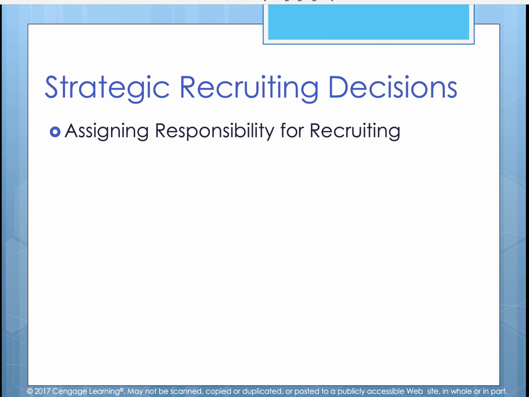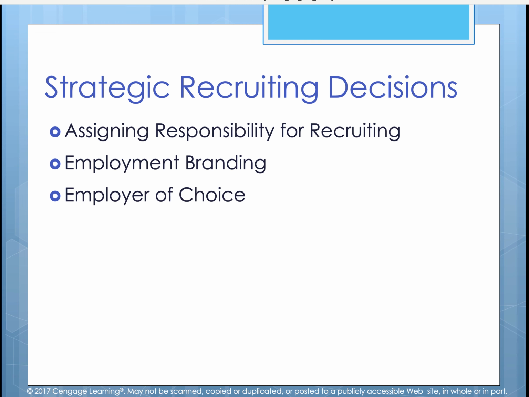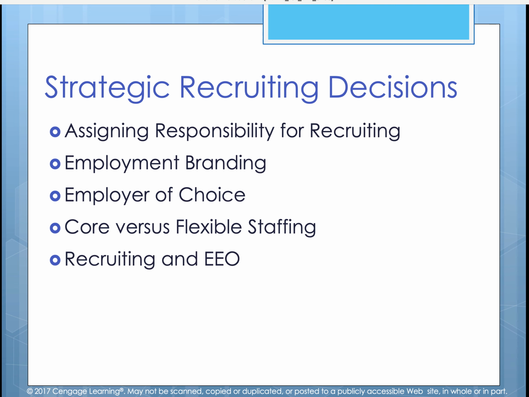So when we make various recruiting decisions strategically, you have to assign responsibility for recruiting, right? So that's where we are looking at the delegation process and making sure that we have the right people that are in charge for their respective roles in that, the different phases of recruiting. Employment branding, we're going to go into in greater detail in a moment, as well as employer of choice and the core versus flex staffing, and then recruiting and EEO.